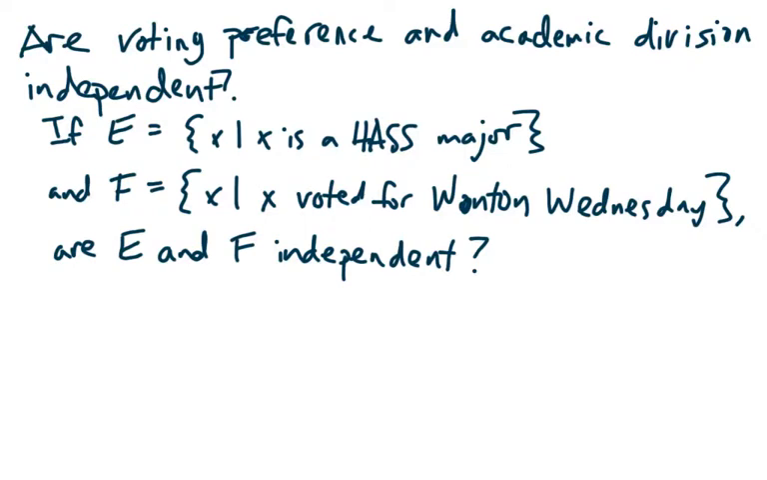So here we have an event E. Let E be the set of all students in the survey such that X is a Haas major. And F is the set of all students in the survey X, where X is the name of a student who voted for Wonton Wednesday. So here's two events. E is a Haas major and F, Wonton Wednesday. Are these two events independent?